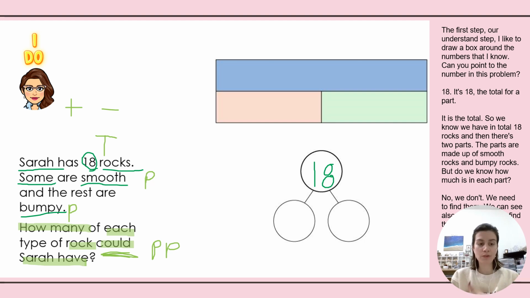Sarah has 18 rocks. Some are smooth, the rest are bumpy. How many of each type of rock could Sarah have? Well, I know that my numbers are both going to be less than 18, right? Because added together, they equal 18, which means that I can choose any number that is less than 18 for my first part. So that's what I'm going to do. I'm going to make this very simple and choose the number 17. That's so easy, right? 17 is less than 18.